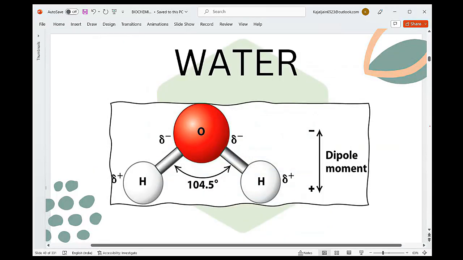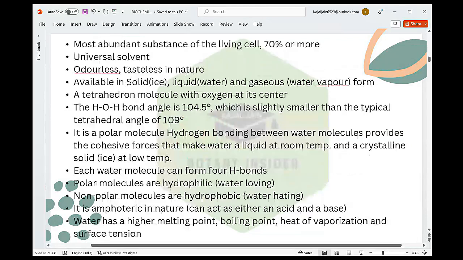Now we have just one small topic for the previous class, that is related to water. Okay, a few important features are there which you have to keep in mind for the water topic. It is the most abundant substance of the living cells. 70% or more content in the cell is water itself. Then it's a universal solvent. It can dissolve many things, not all substances, because oil cannot dissolve in it. Reason being its different nature.